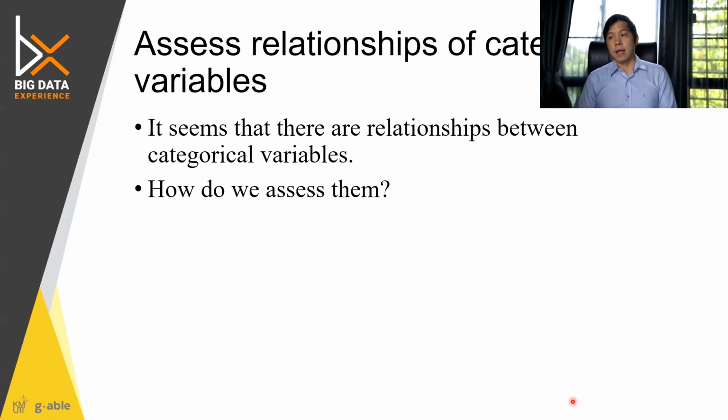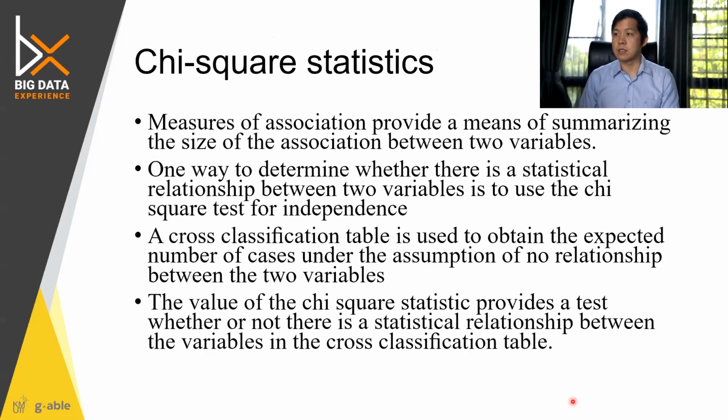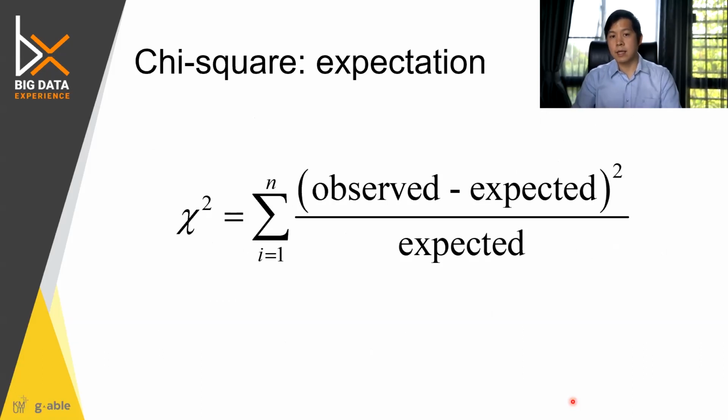So how do we assess whether a relationship exists between the categorical variables? I'm not going to calculate this because we have already done that before the midterms. This is through chi-square statistics, right? I'll go through it quickly. In chi-square statistics, you can calculate associations between variables by comparing the observed and the expected. If the observed differ from the expected, then there are associations between variables.